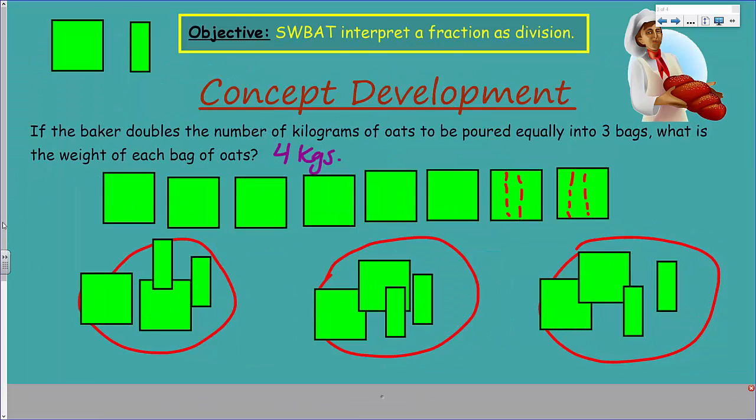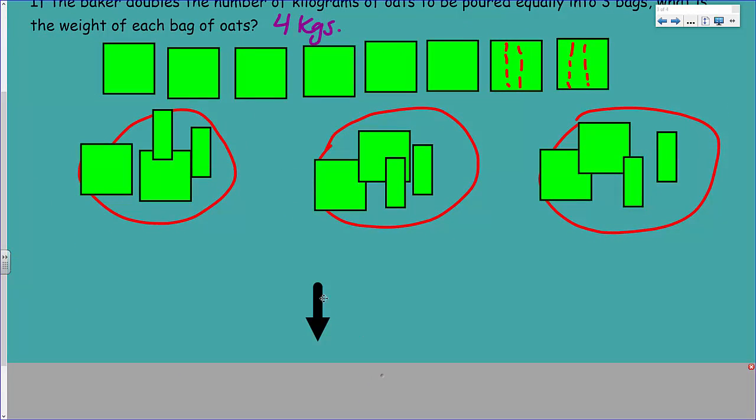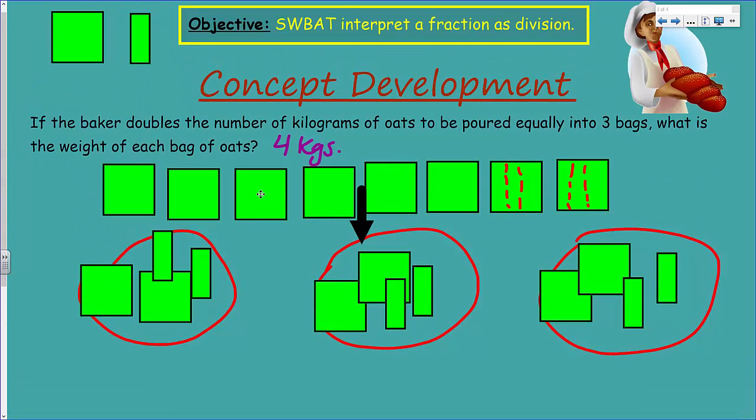Mr. Warrior is one sneaky dude. All right, there it is. I'll put it right up there, something like that. So you see that's just showing what I did up above. Now the fun part, the answer. Well, if they're poured equally into 3 bags, what is the weight of each bag?